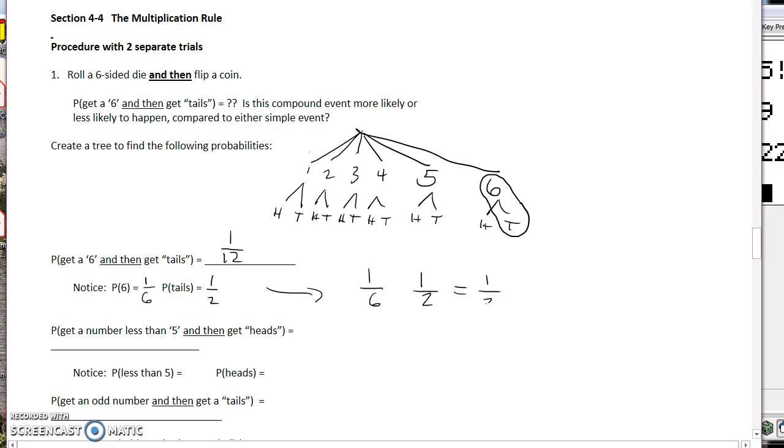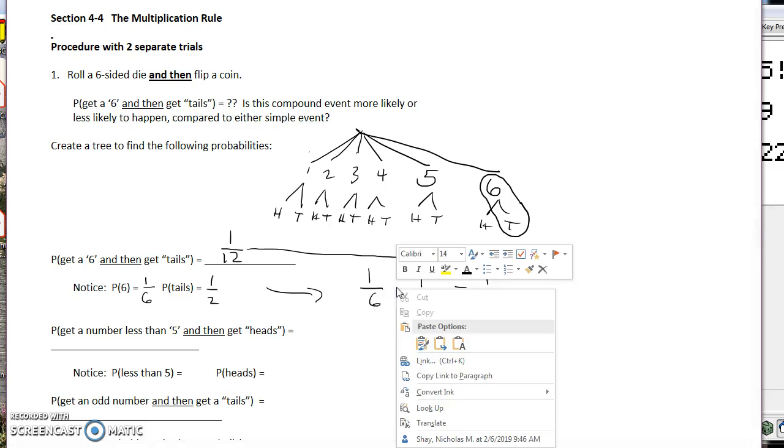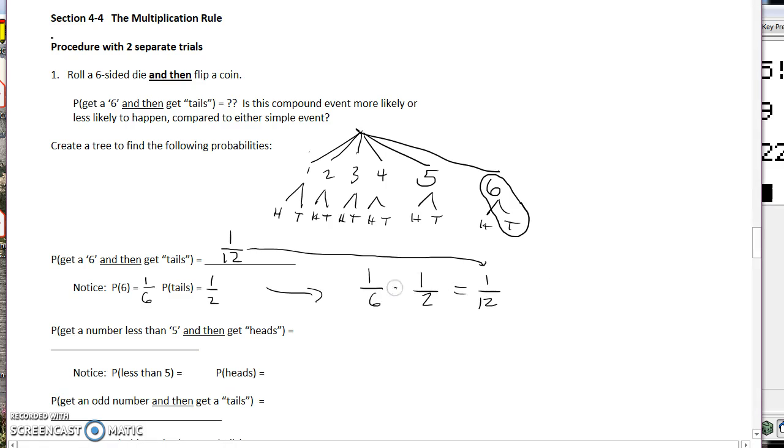And the probability that we ended up with when we looked at the whole thing over here was 1 out of 12. Anybody see? Think about it for a second. What would be the operation between the 1/6 and the 1/2? Hopefully you see, maybe you don't have a lot of experience, but one thing to note is if you multiply 1/6 times 1/2, you will get 1/12.